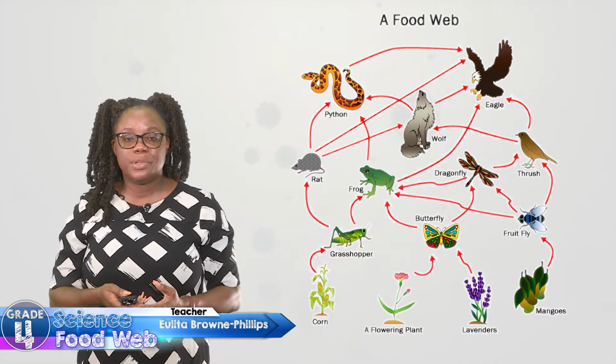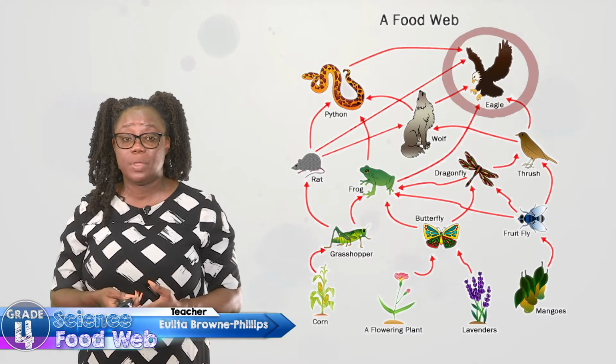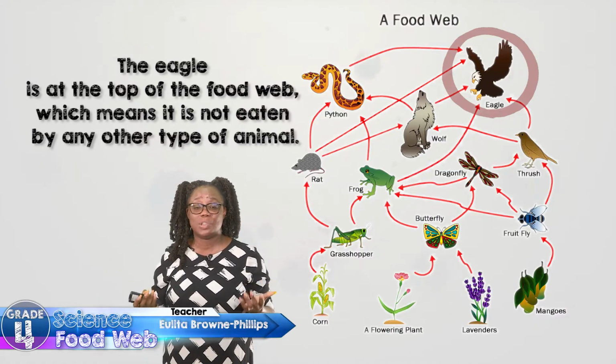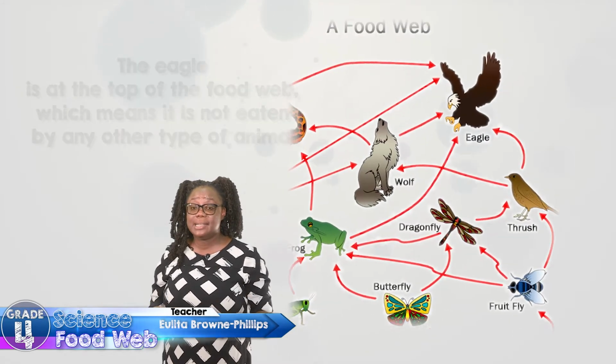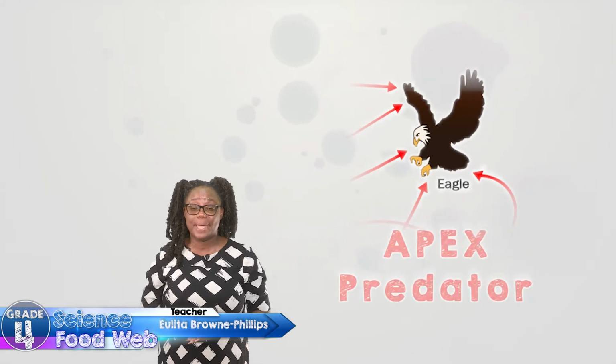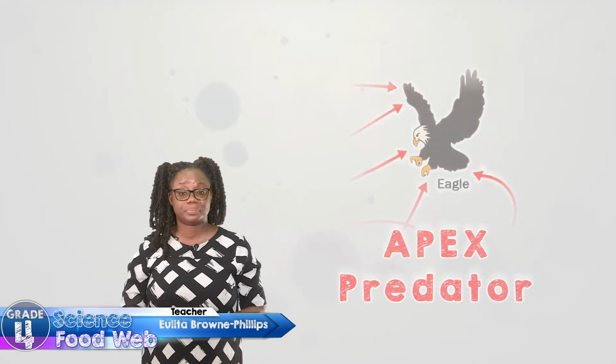Boys and girls, did you notice that the eagle is at the top of the food web, which means it is not eaten by any other type of animals except by decomposers when it dies. The eagle is an example of an apex predator, being at the top there.